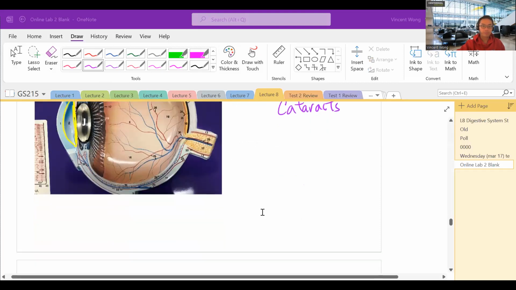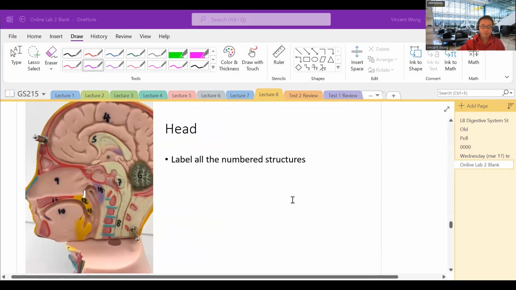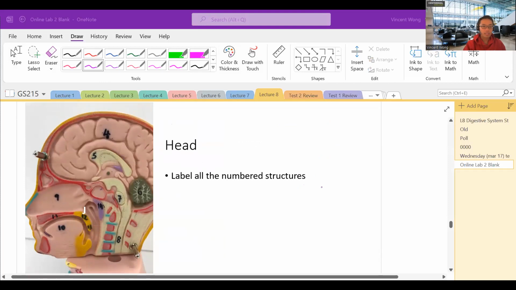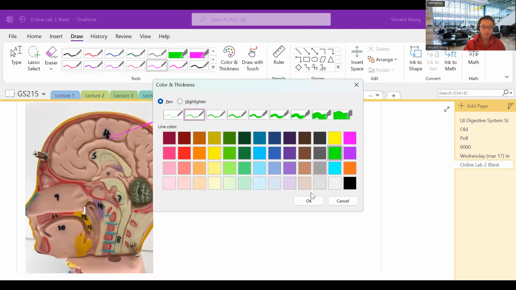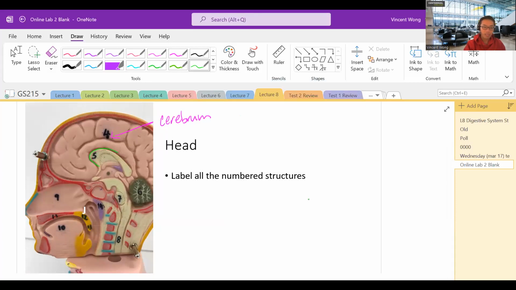All right, moving on. This is everything. Okay, let's see what label all the numbered structures. Okay, so over here, that is the cerebrum. Number 5. The sharper color, can't really see them. Number 5 is this thing. You should know what that is by now, right? We've labeled this at least 4 times today.